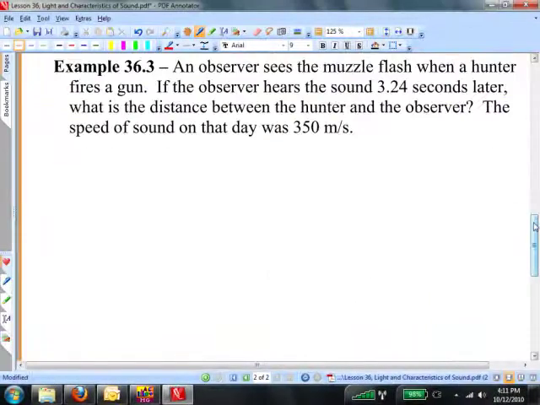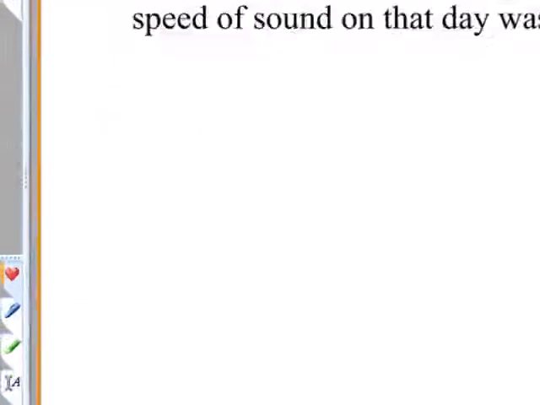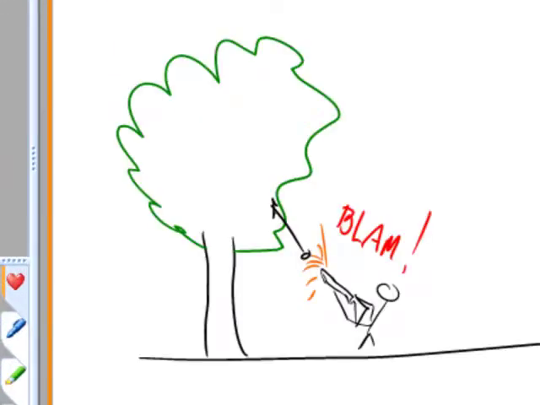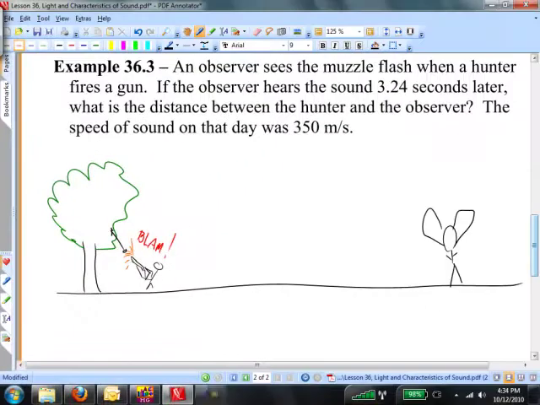Example 36.3 says this. An observer sees the muzzle flash when a hunter fires a gun. If the observer hears the sound 3.24 seconds later, what's the distance between the hunter and the observer? The speed of sound on that day was 350 meters per second. Well, let's sketch a diagram and see if we can figure this problem out. Over here on the left-hand side, I have a hunter who's shooting at something up in a tree. Over here on the right-hand side, I have an observer with very big ears who is looking at this situation.